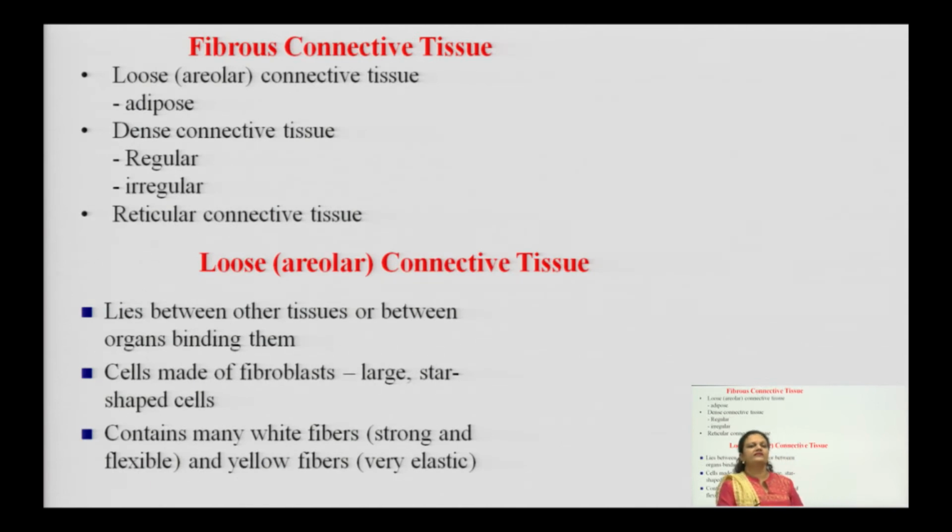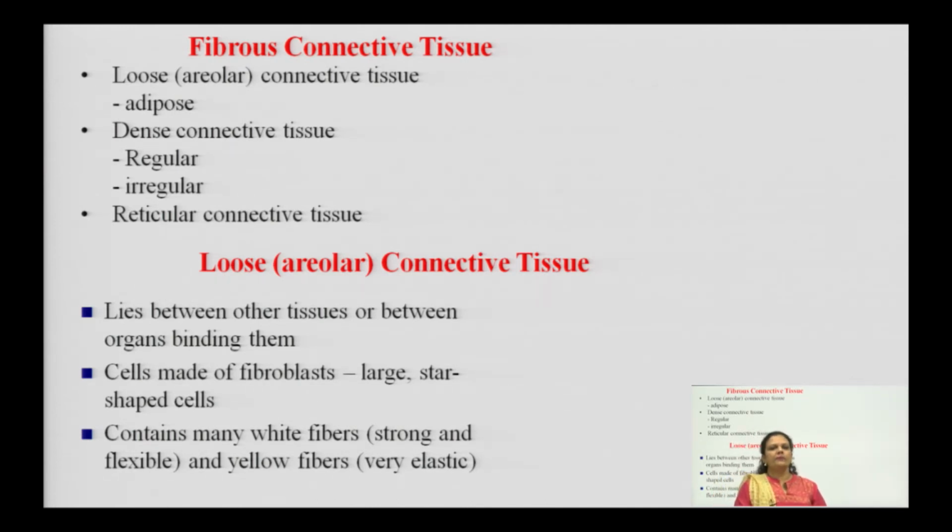Now, coming to fibrous connective tissue. The fibrous connective tissues are loose, that is why they are known as areolar connective tissues. The example is adipose connective tissue. It is another type of loose connective tissue. The second type is the dense connective tissue. The dense connective tissue is of two types, one is regular and the other irregularly arranged, dense, highly closely packed connective tissues, and the third type is the reticular connective tissue.